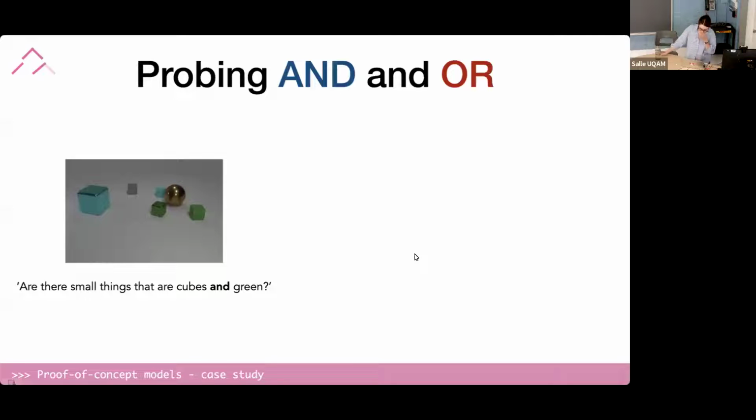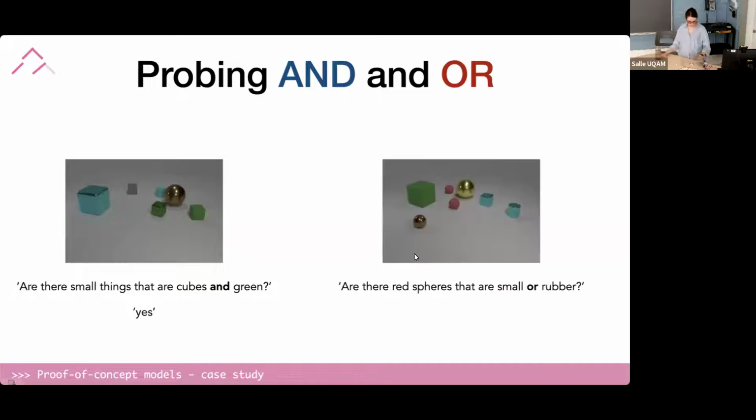So I'll give you an example of a probe question. Are the small things cubes and green? Then you would have to answer yes here, right? We have two green cubes. And this would be an "or" one: are there red spheres that are small or rubber?